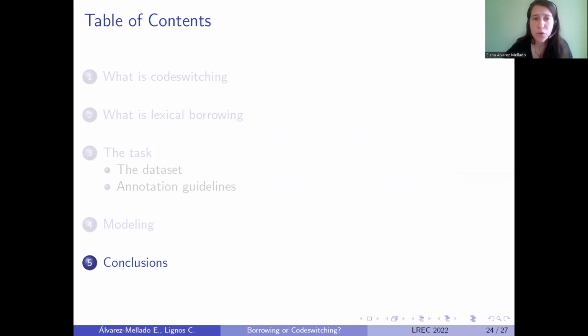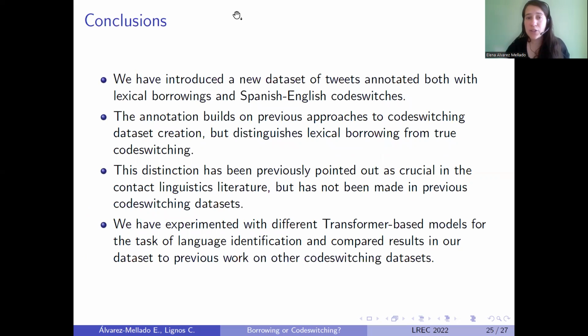So some conclusions to finish. We have introduced a new data set of tweets. These tweets are annotated both with lexical borrowings and Spanish-English code switches. The annotation builds on previous approaches to code switching, but the important thing is that it distinguishes between lexical borrowing and true code switching. This distinction has been pointed out and studied in contact linguistics before, but had not been implemented in code switching data sets.